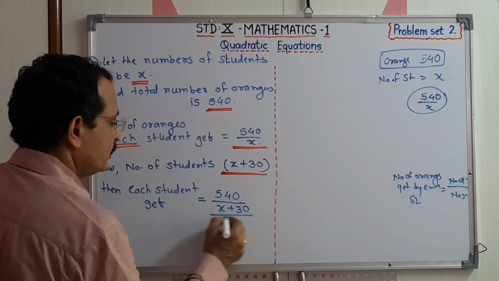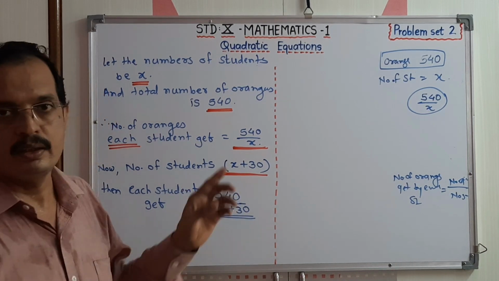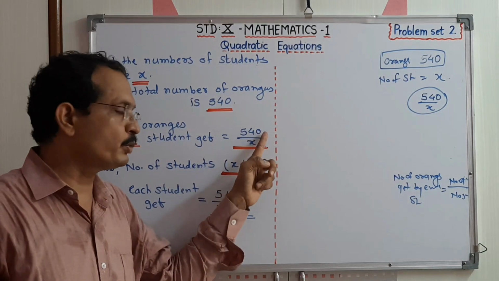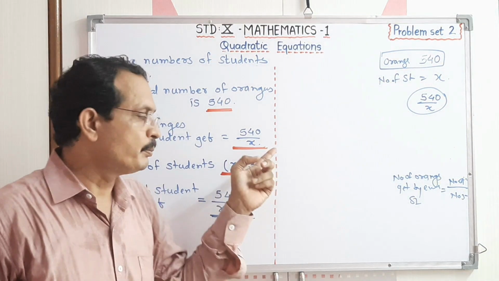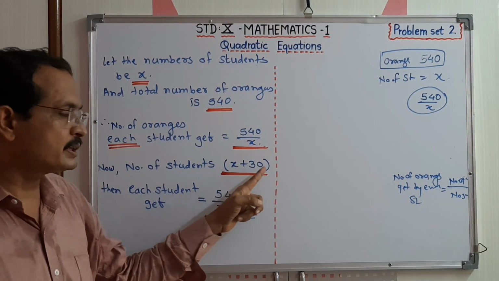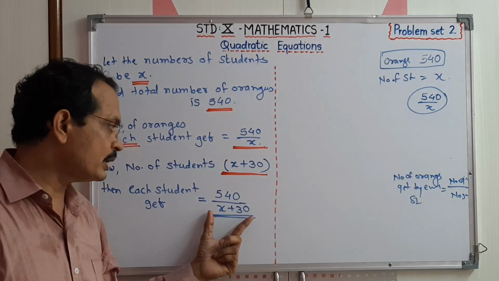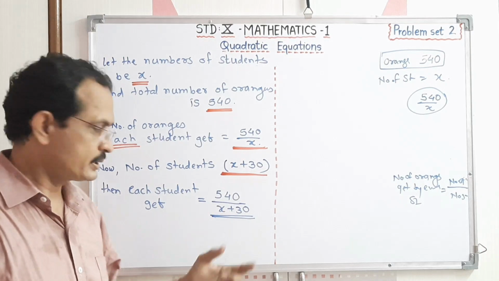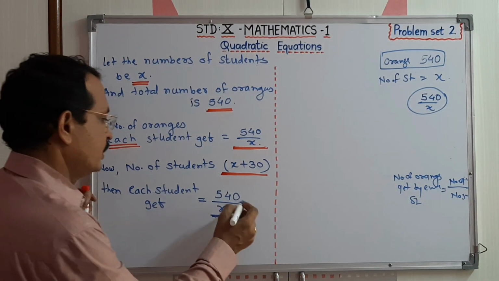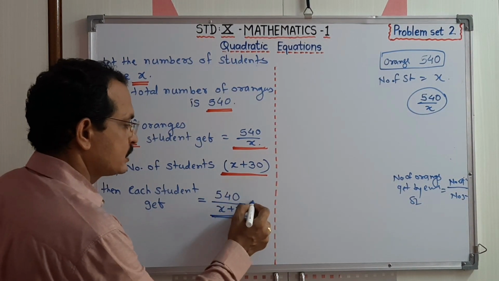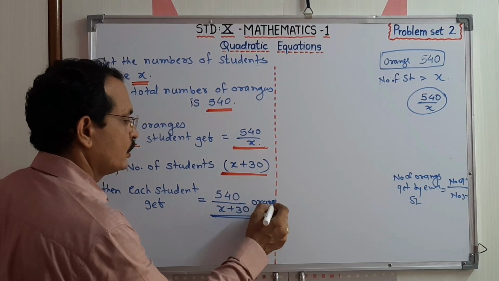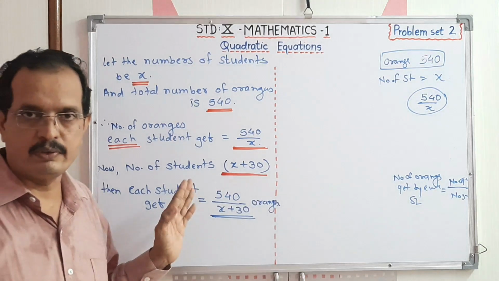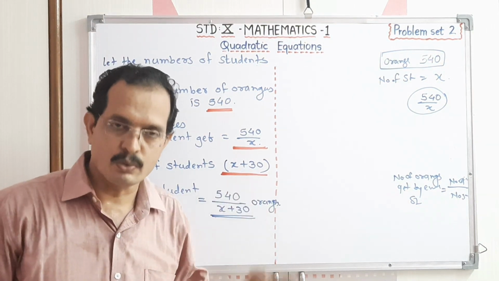Got it? If x students are there, each student will get 540 upon x oranges. But if the students are x plus 30, then each student will get 540 upon x plus 30 oranges. I think this much you understand very well. We have to go further.